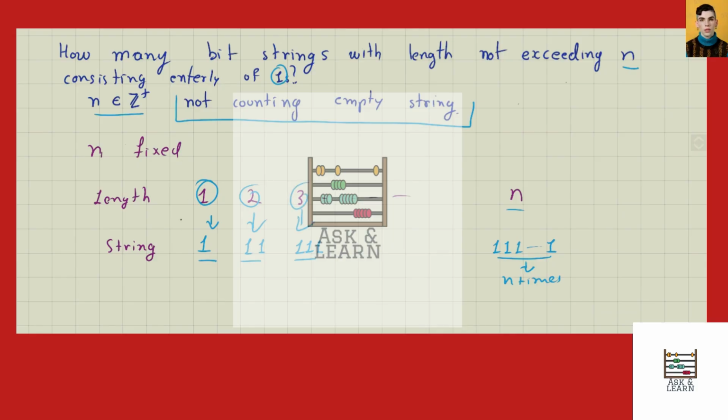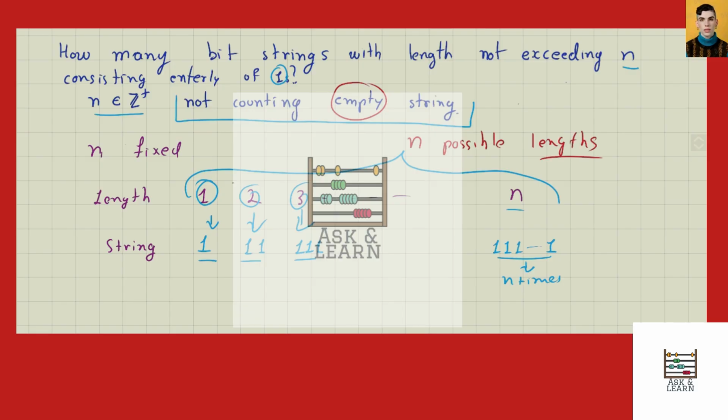The total number of lengths is going to be the total number of possible lengths between 1 and n, without counting the empty string, because the empty string would be length 0 and we are not counting it. So between 1 and n we have n possible lengths.